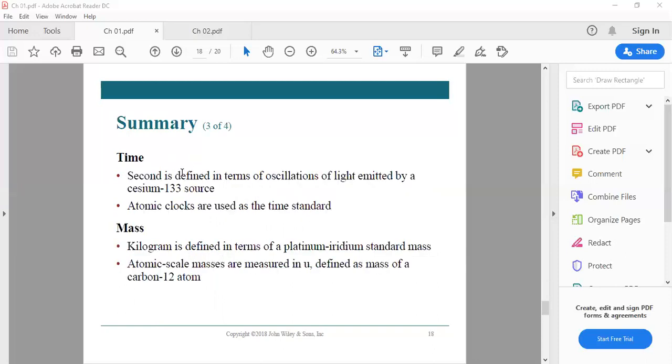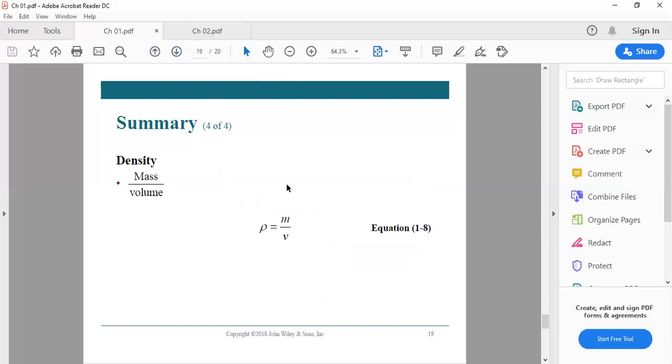Time, the second, is defined in terms of oscillations of light emitted by a cesium-133 source. And atomic clocks are used as the time standard. For mass, kilogram is defined in terms of a platinum iridium standard mass, and atomic scale masses are measured in atomic mass units, defined as the mass of a carbon-12 atom. Again, here's your equation for density.